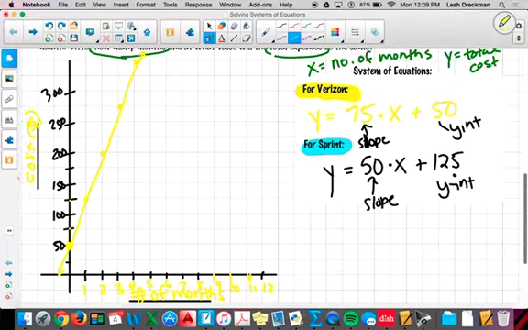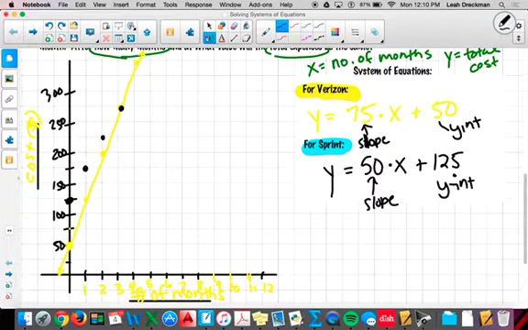All right, and then we'll do kind of the same name of the game on the other one. So looking at my equation for Sprint, that one has a y-intercept of 125. So I'm going to go to 125. And a slope of 50. So it's going to increase $50. Notice I'm vertically changing by $50 for every 1 month that passes.